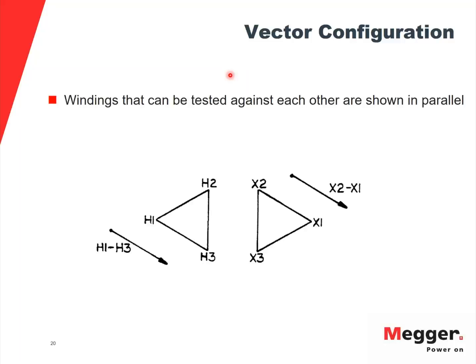So let's talk about vector configuration. One thing to keep in mind is that any 2 vectors that are in the same plane or parallel to each other correspond to the same phase. For example, in this one, the H1, H3 and X2, X1 vectors correspond to A phase, and they are parallel to each other. When I do the test, I'm going to be applying a voltage on the primary side, which would be H1, H3, and then I should be measuring the voltage across X2, X1, which is the corresponding A phase on the secondary side.